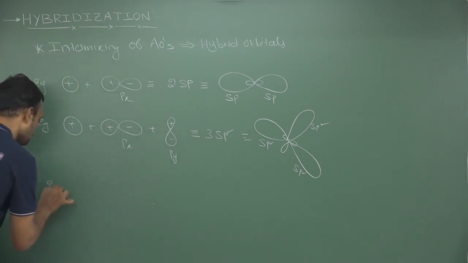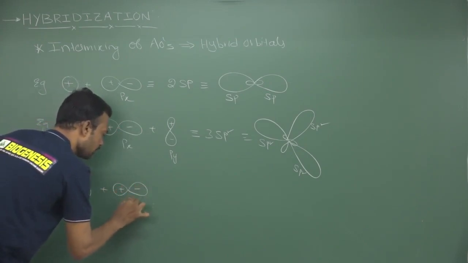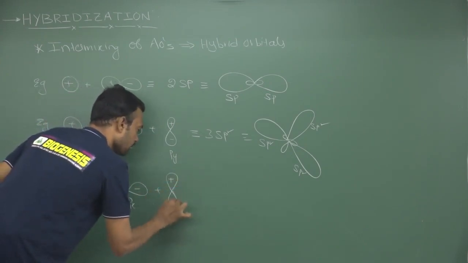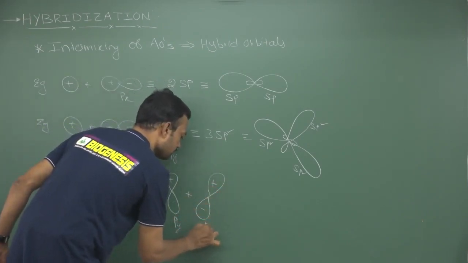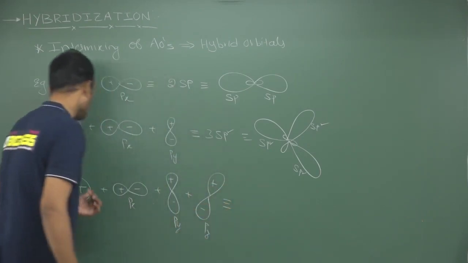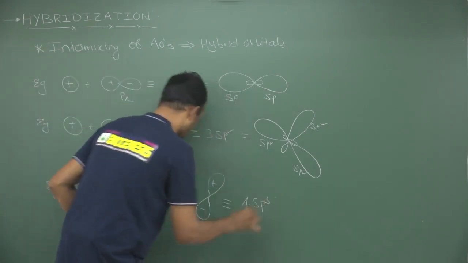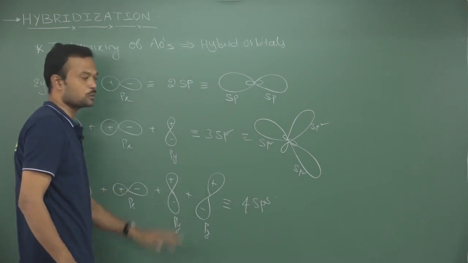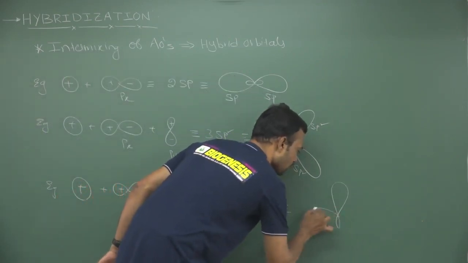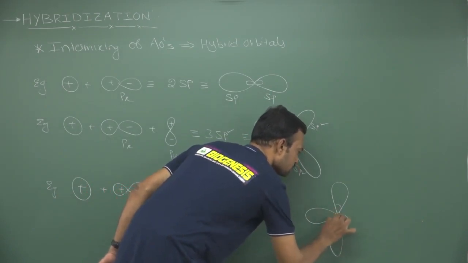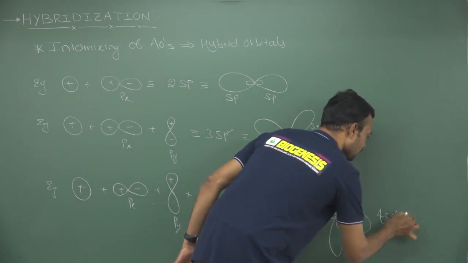Now I would like to take three p atomic orbitals here. This is px, now I am taking py, next I am taking pz. If I take these atomic orbitals along with the s orbital, it is responsible for giving 4 sp3: 1, 2, 3, 4. Four sp3 will result. See here, this is 1, this is 2, this is 3 and this is 4. So we expect 4 sp3 hybrid orbitals.